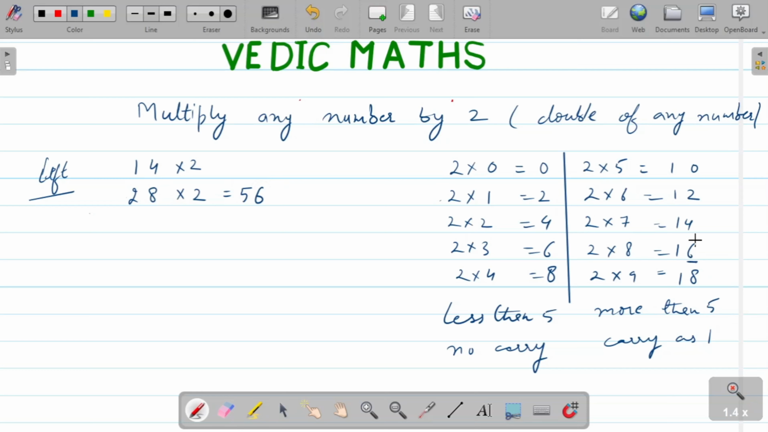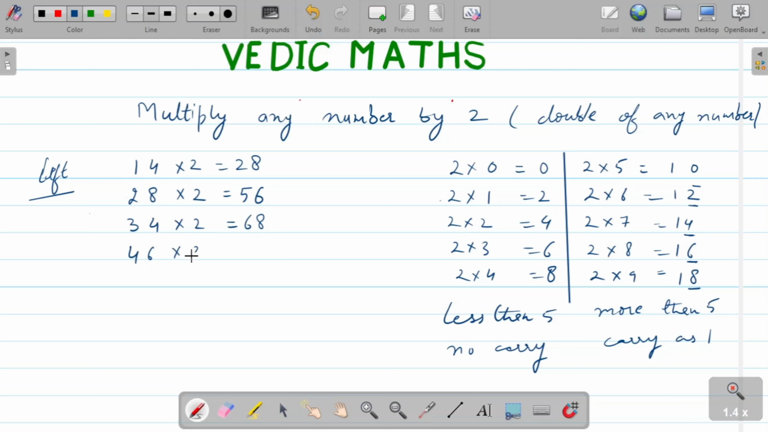And double of 8 will be 16. We will simply take the, let's take another example. 34 into 2. Double of 3 will be 6. Double of 4 will be 8. Simple.